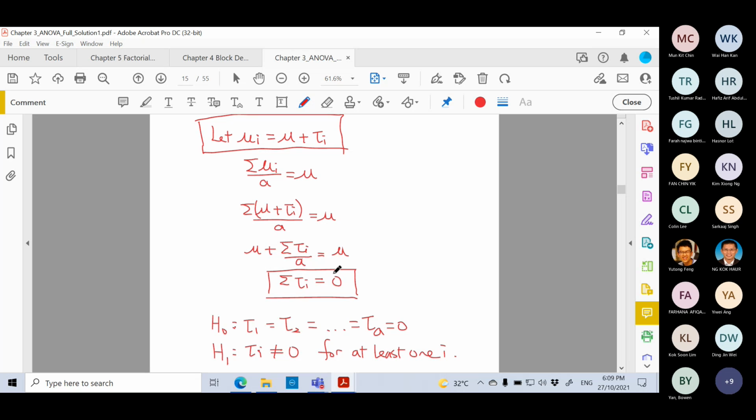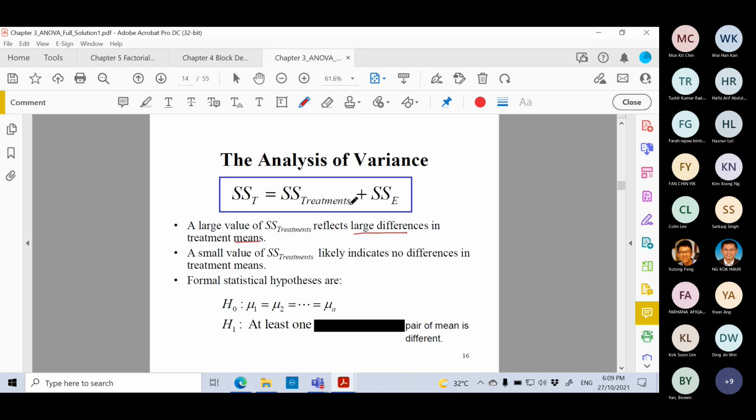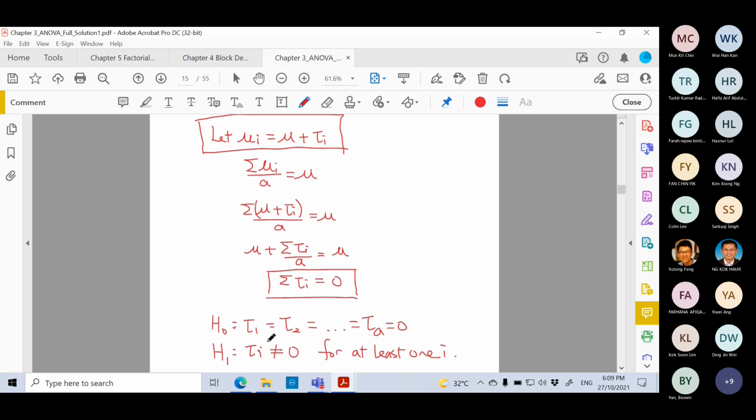So from here, instead of writing that all the means are equal, our null hypothesis will say that mean 1 equals mean 2 until mean a. Or you can also write it in this form, where tau 1 plus tau 2 until tau a will equal 0. If all the tau equal 0, it means that mu i will always equal the overall mean. Therefore, they all have a common mean.